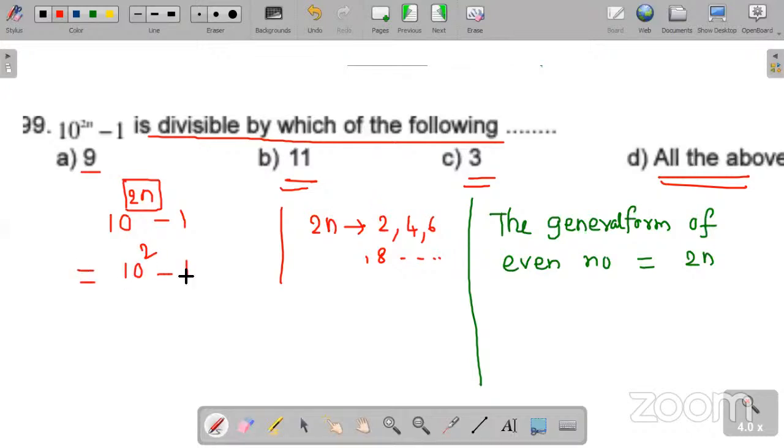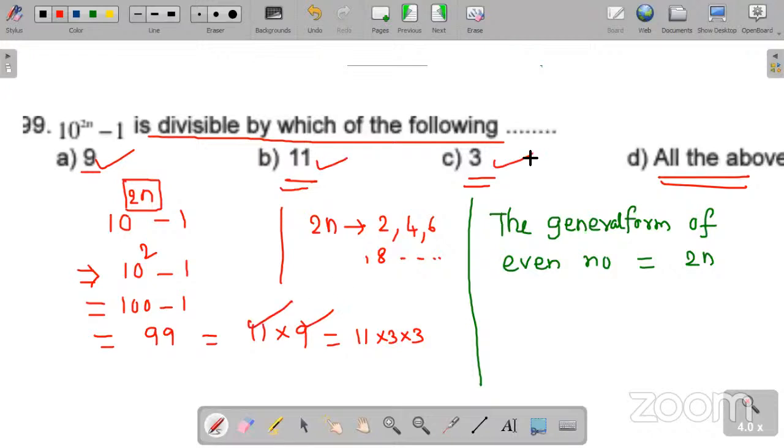10 square minus 1 means 100 minus 1. 100 minus 1 is 99. This 99 we can write as 11 into 9. This we can write as 11 into 9, and 3 into 3 also. So that means it is divisible by 9. Yes, it is divisible by 11. It is divisible by 3. So all of the above is the right answer. Yes or no? You need to chat.